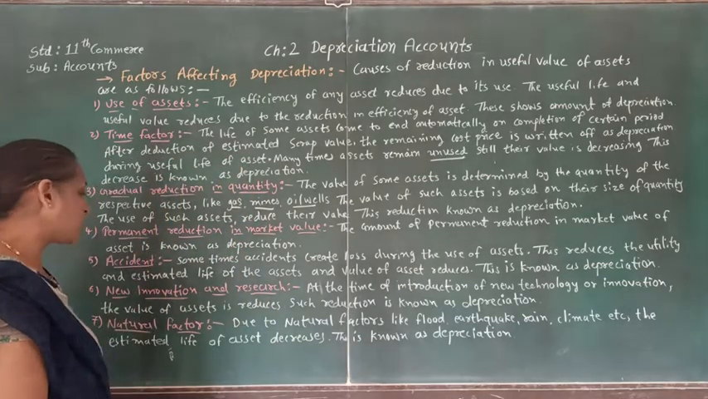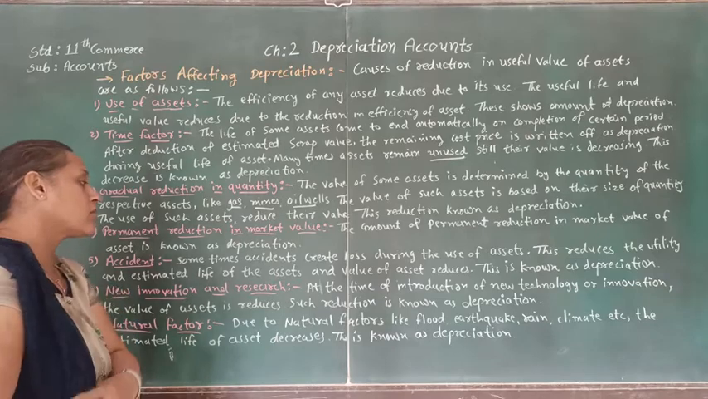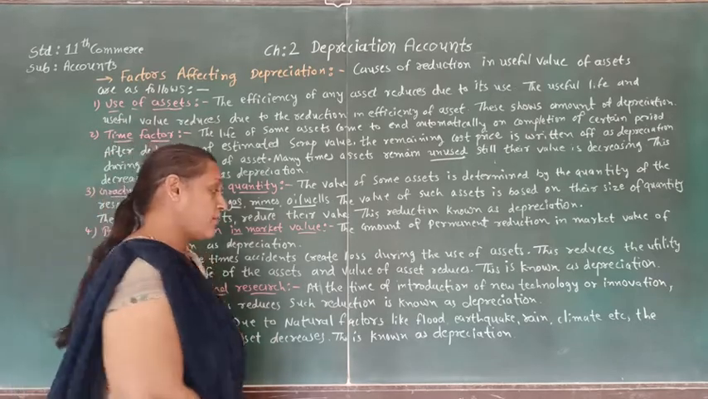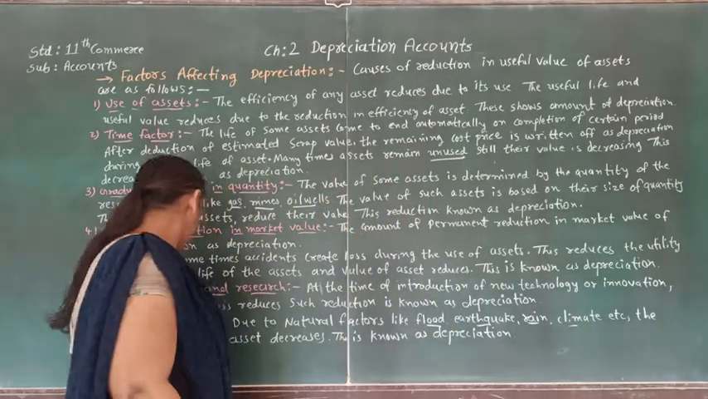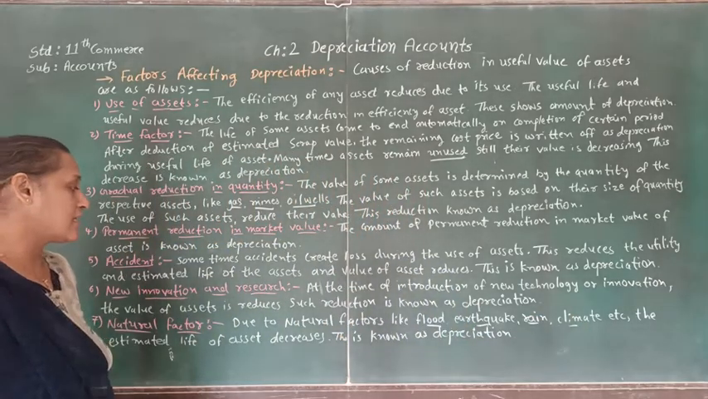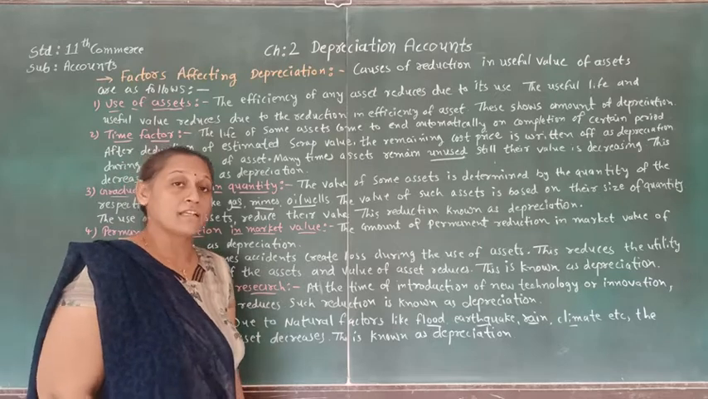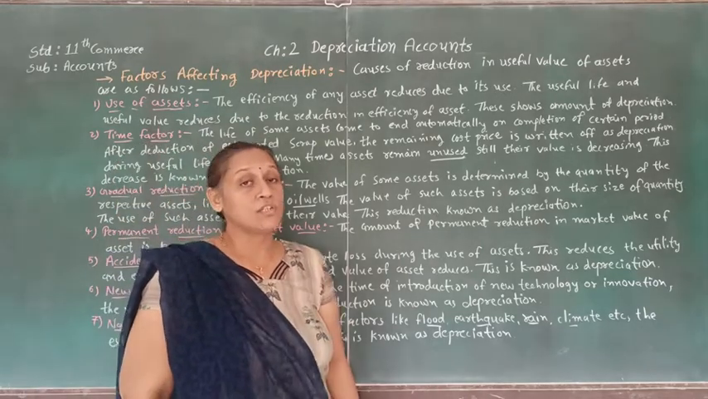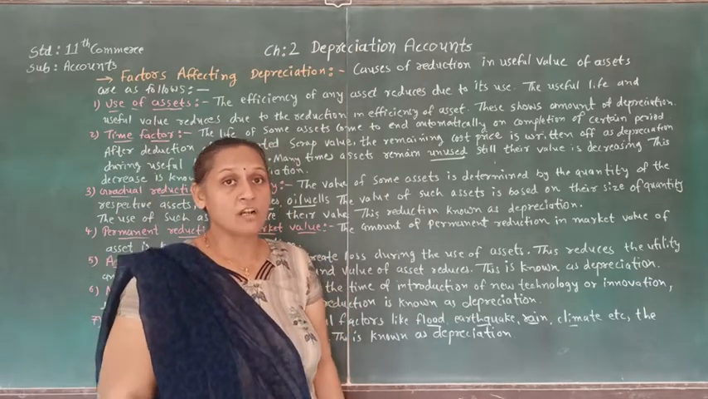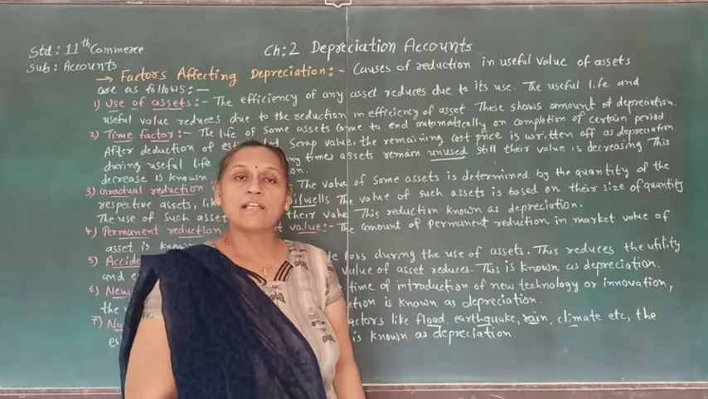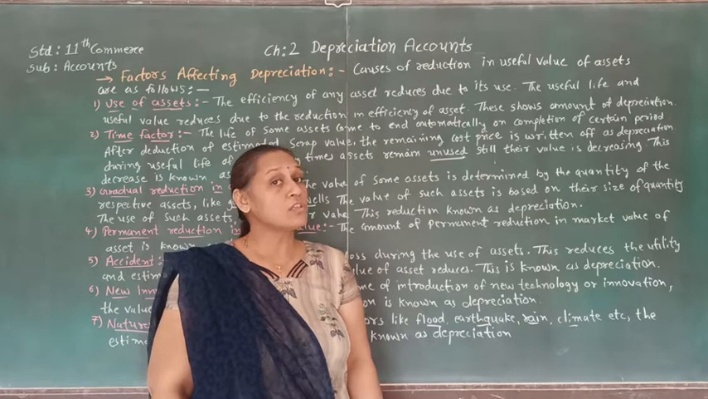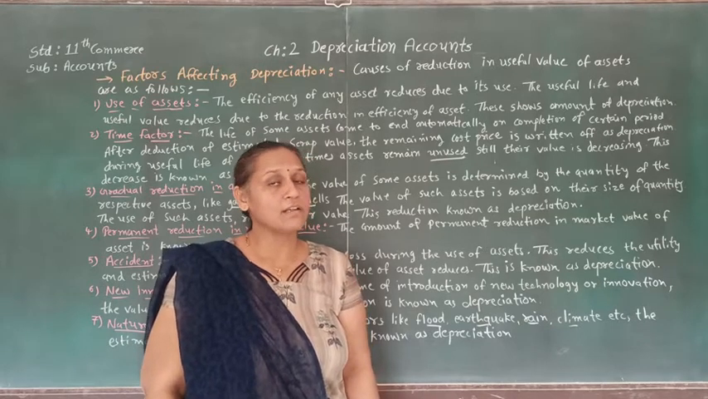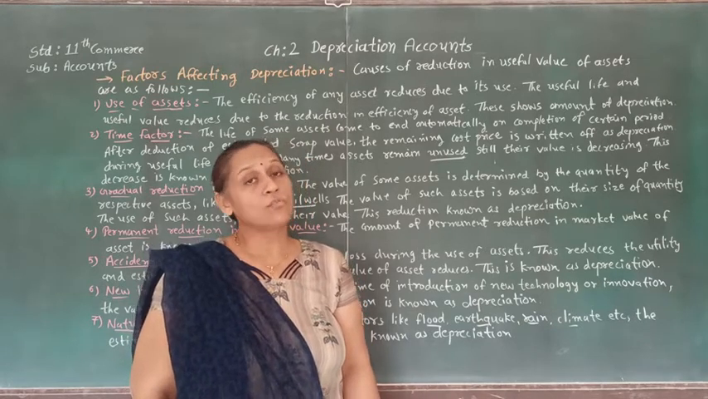Next one is the natural factor. Because of natural factors like flood, earthquake, rain, climate change, the estimated life of the asset is decreasing, and this decrease is also known as depreciation. So because of natural factors, the value of the asset is decreasing, and that decrease is also known as depreciation. So these are the factors affecting depreciation. Students, you may note down this.